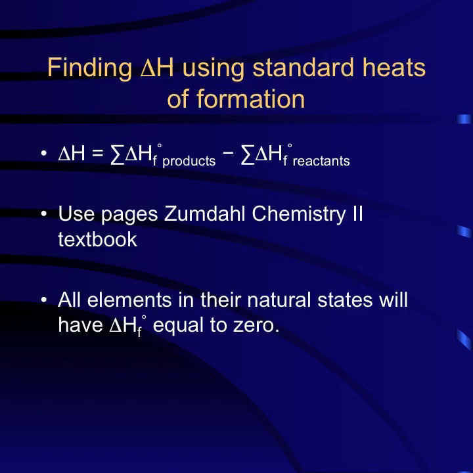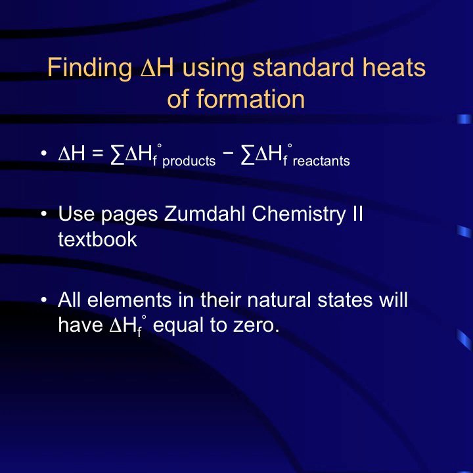Okay. Another way to find a standard delta H is to use what's known as the standard heat of formation. And the equation for doing so is that your delta H will equal the sum of your standard heat of formation for your products minus the sum of the standard heat of formation of your reactants. Your Chemistry 1 book doesn't give you a good chart on this, so we're going to use the appendix in the Chemistry 2 textbooks. I just ask that you put them back when you're finished. The textbook gives you a nice several pages worth of thermodynamic data. Little note, all elements in their natural states will have a delta HF standard that is 0.